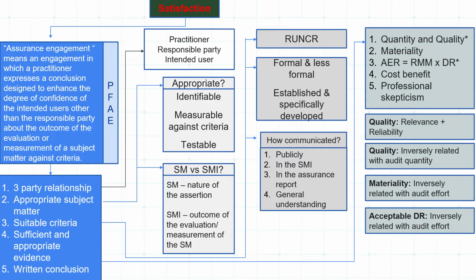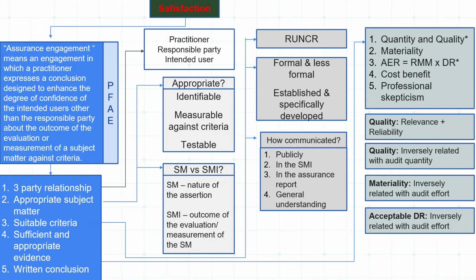When you talk about acceptable level of detection risk, if you have set it to a low level, that means you are very strict. Similar to materiality, right? When acceptable level of detection risk is set at a low level, the practitioner is strict. And because the practitioner is strict, the practitioner will endeavor to gather more and more evidence.